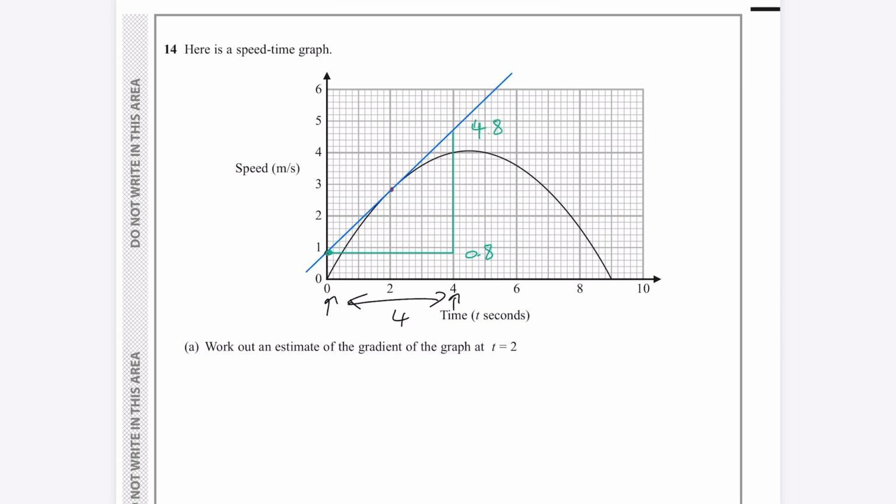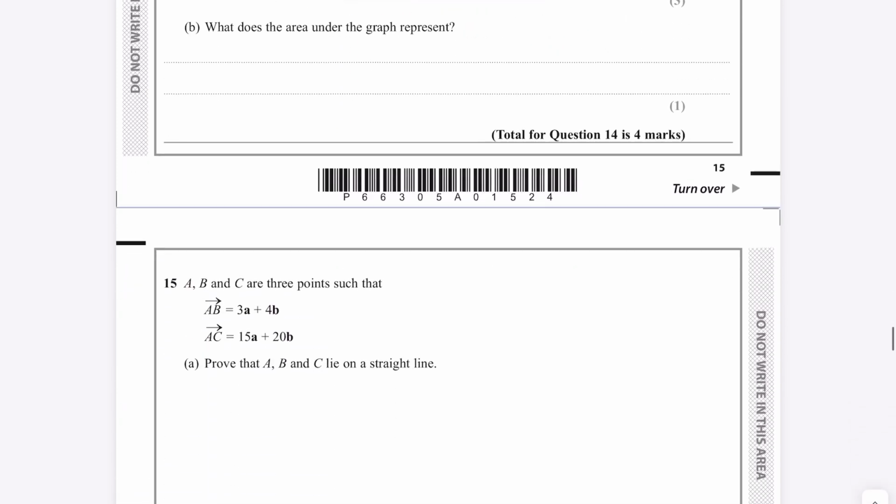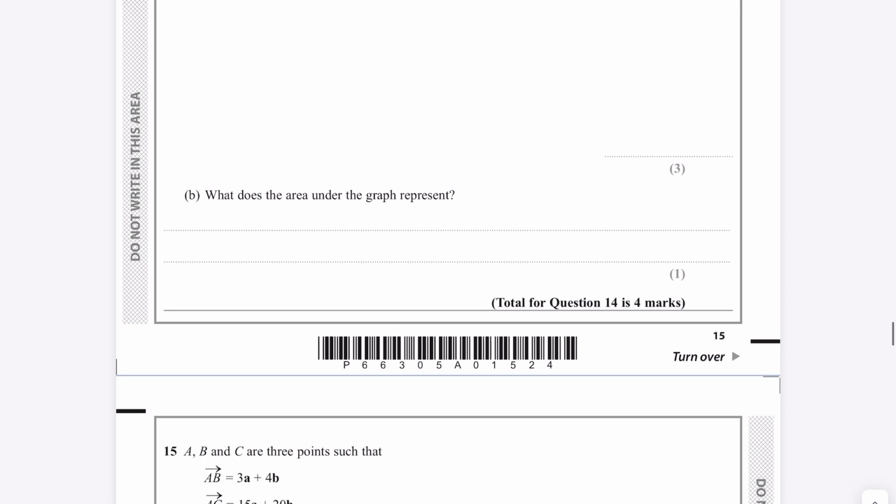It's asking for an estimate, so I'll make my life easier. So that distance there is 4, so it's going to be 4 over 4, which is 1. Now the mark scheme accepts anything in the range of 0.7 to 1.1. What does the area under the graph represent? So that is going to be the distance travelled.